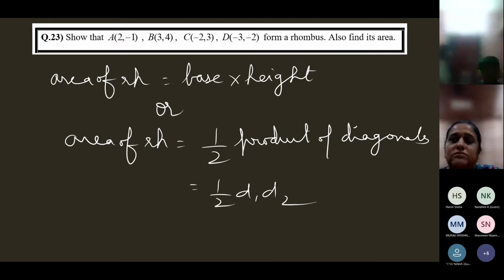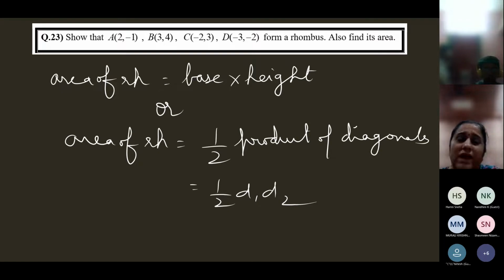Ma'am, if the diagonals are equal, then it forms a square. No, that's what. But a square is also a rhombus. Oh, yes, ma'am. So it is enough to find the sides. Simply find the sides AB, BC, CD, and AD. If all the sides are equal, it's a rhombus. They are not asking you to prove it's a square. When all the sides are equal, it's a rhombus. A square is also a rhombus.